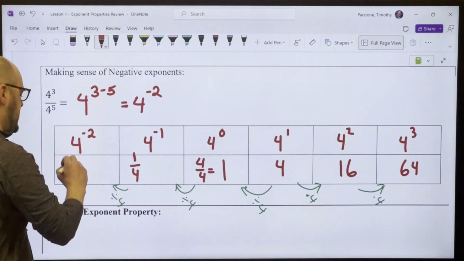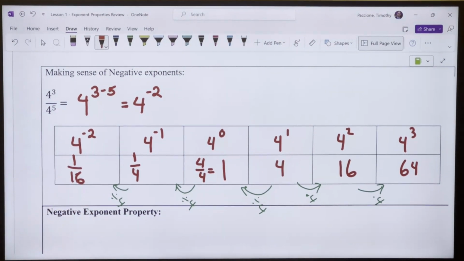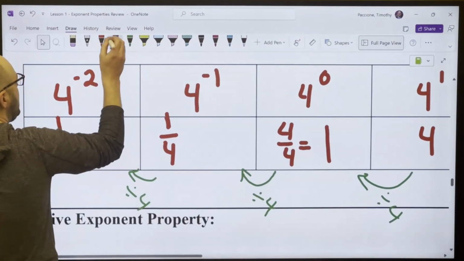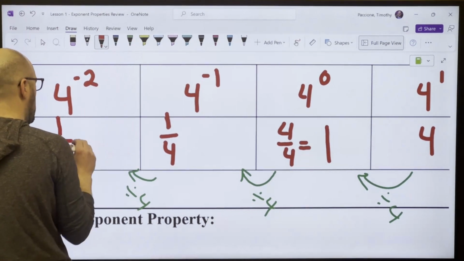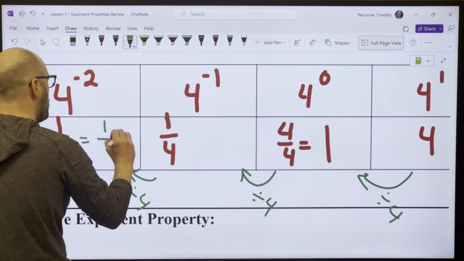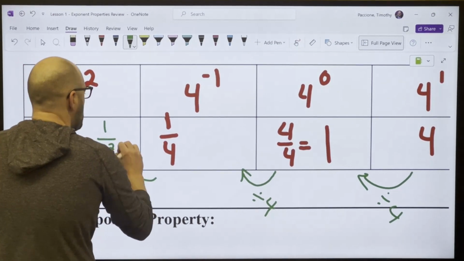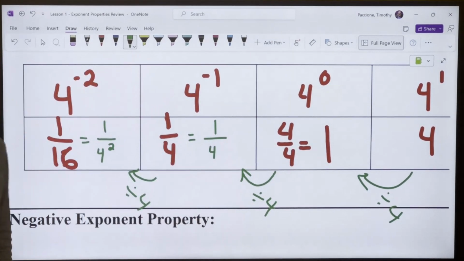It's 1/16. Okay? Now, how do I avoid having to make this table every time? Well, what's another way to write 1/16 by putting a 4 back in it? 1 over what? What's another way to write 16 but with a 4? 4 squared. What's another way to write this then? 1 over 4 to the 1.